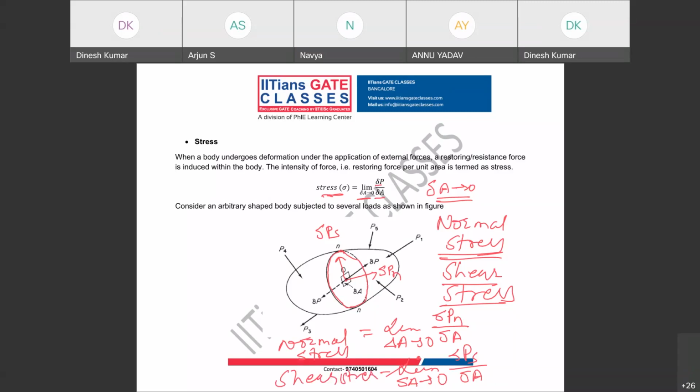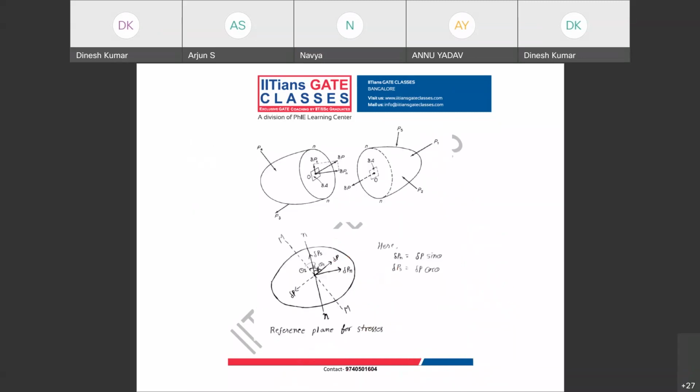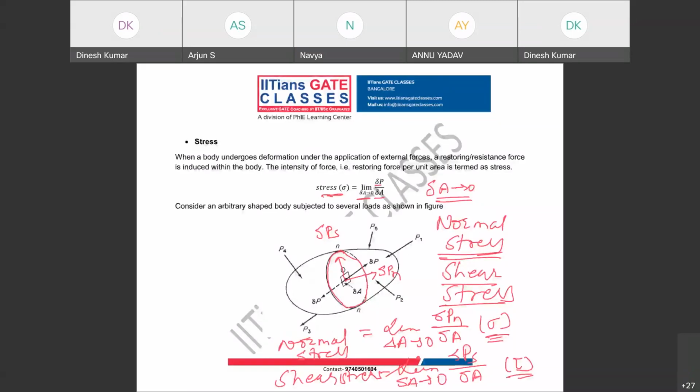Shear stress is usually denoted by tau, the Greek letter, and normal stress by sigma. But when you come to basic elasticity, I will not look into this sigma or tau, which I am going to tell you once we discuss why your stress is a tensorial quantity.